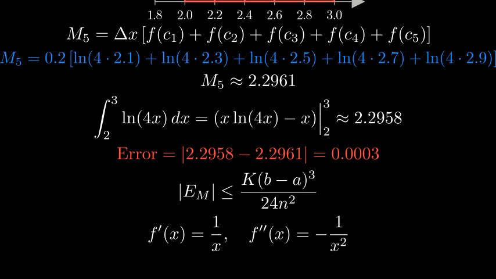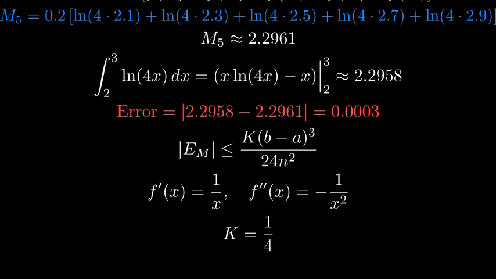The second derivative is negative 1 over x squared. The maximum of 1 over x squared on 2 to 3 occurs at x equals 2. So K equals 1/4. Now set the error bound less than 10 to the negative 6.